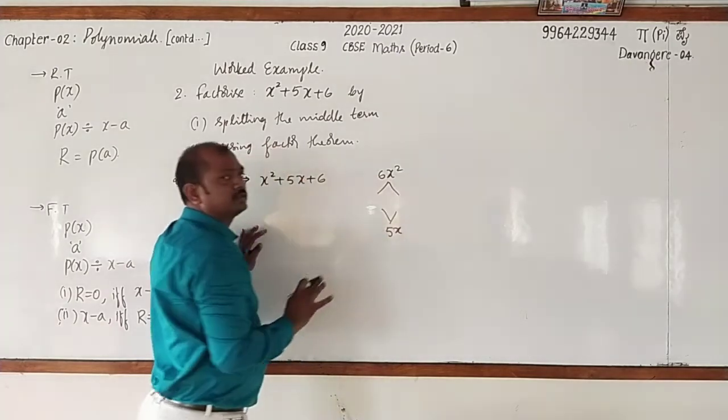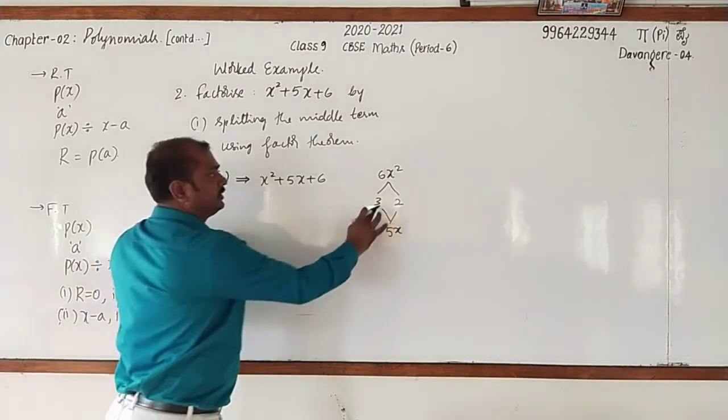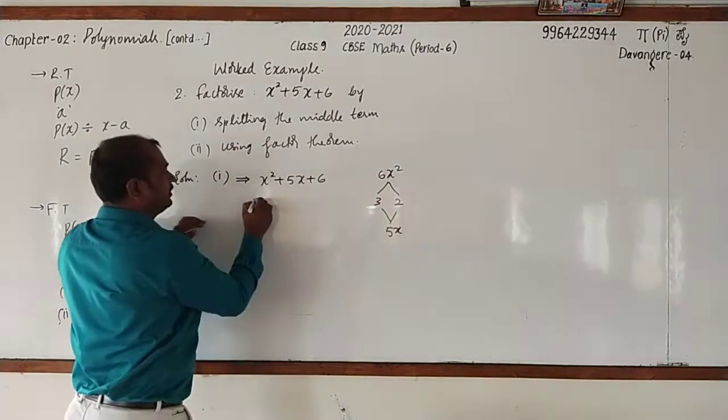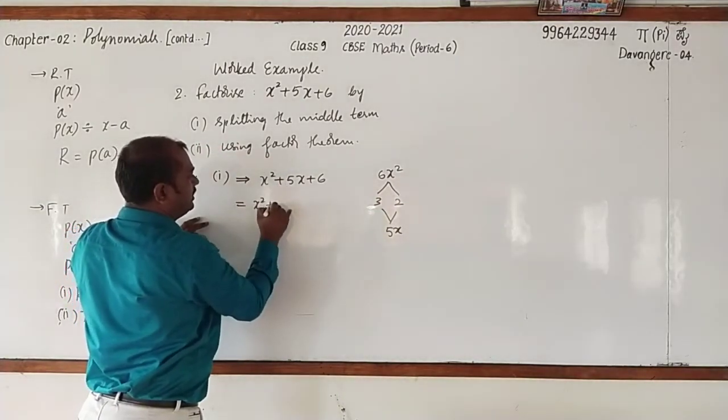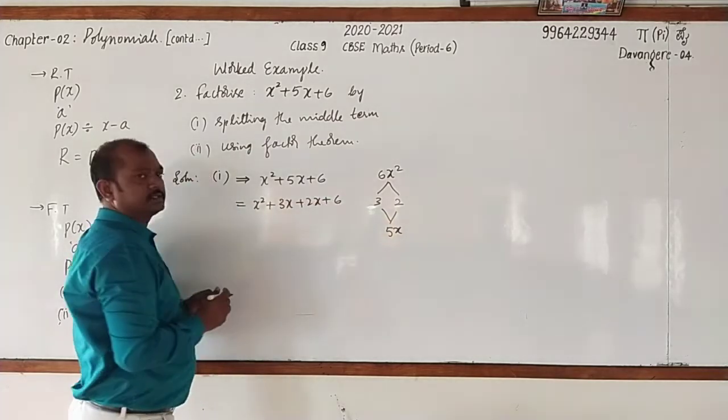When you simplify you should get 5. 3 2s are 6. 3 plus 2, 5. Here, it is equal to x square plus 3x plus 2x plus 6.